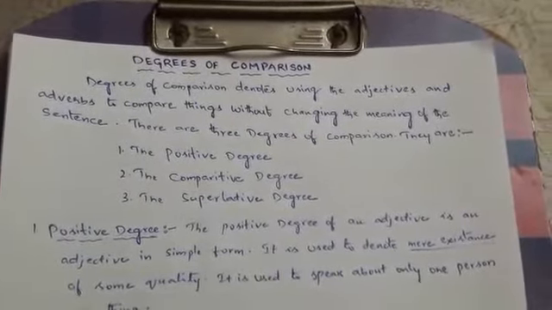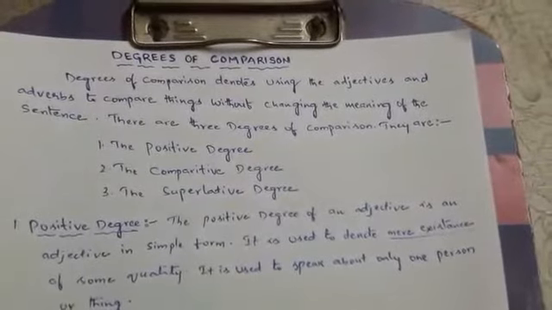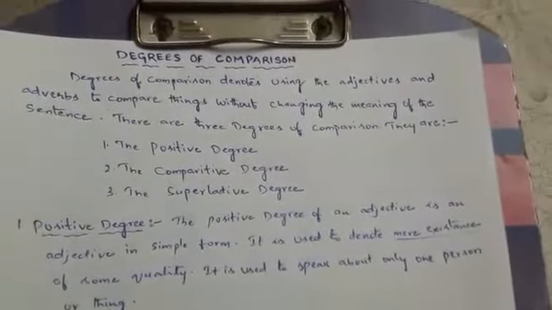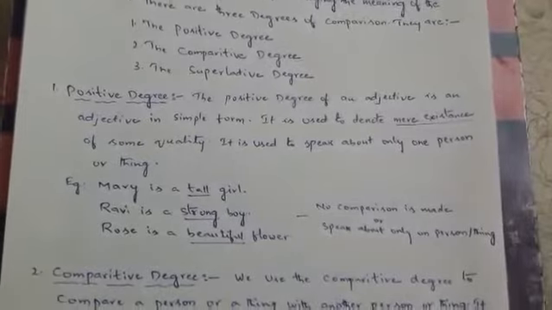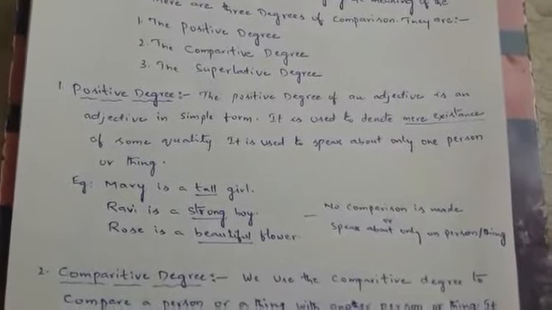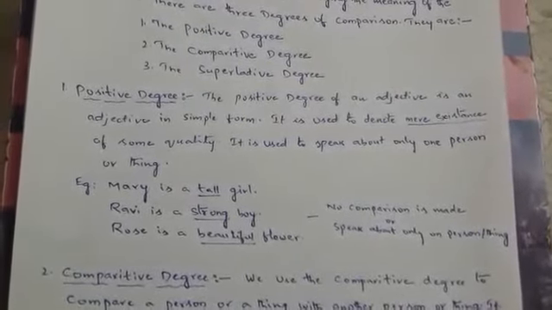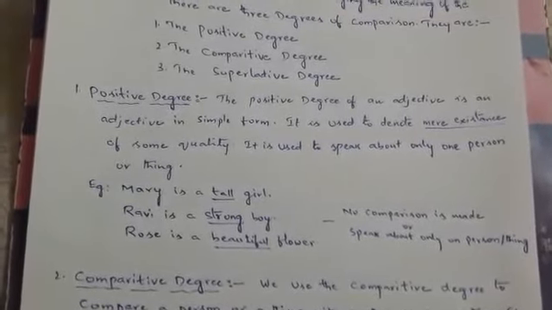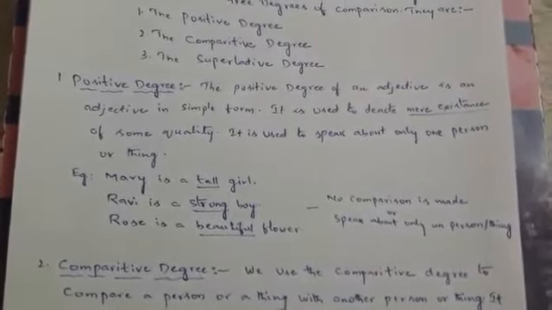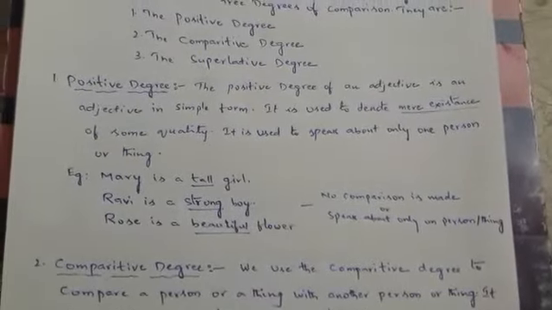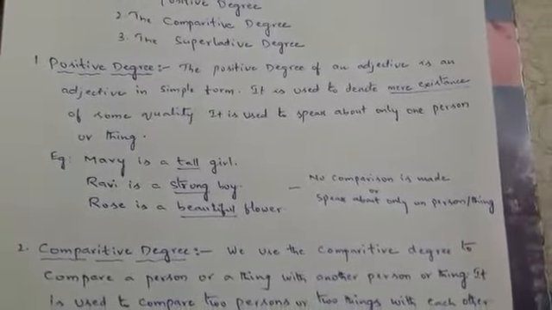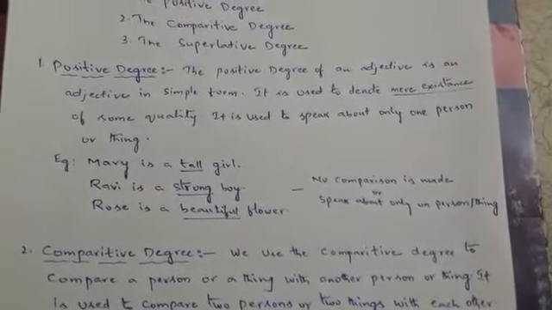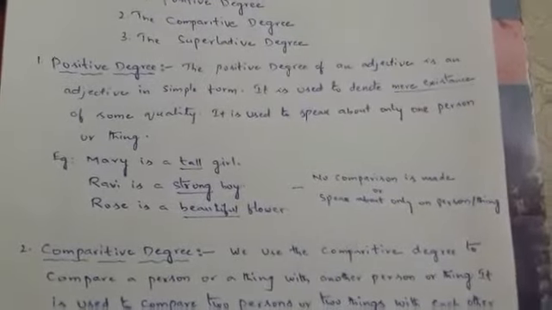There are three degrees of comparison. They are the positive degree, the comparative degree, and the superlative degree. So, what is positive? The positive degree of an adjective is an adjective in simple form. It is used to denote mere existence of some quality. It is used to speak about only one person or thing.